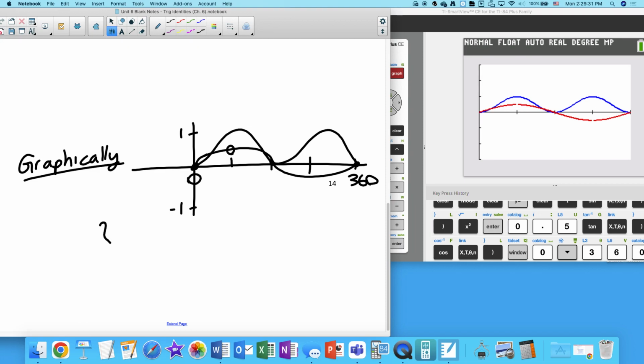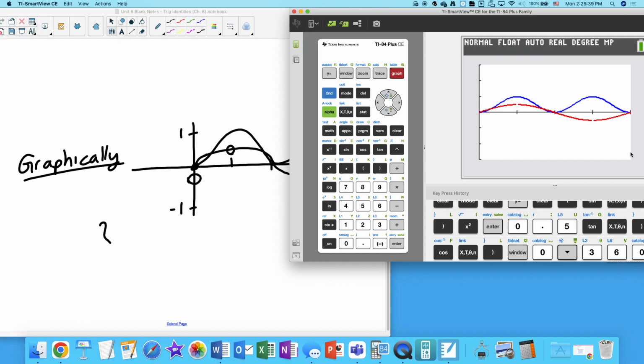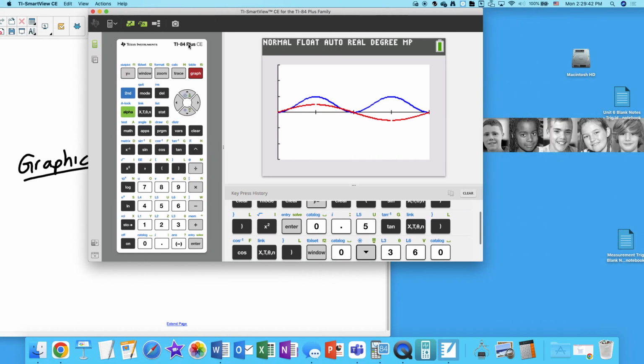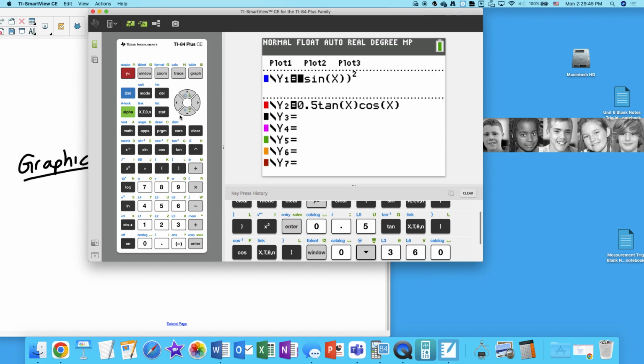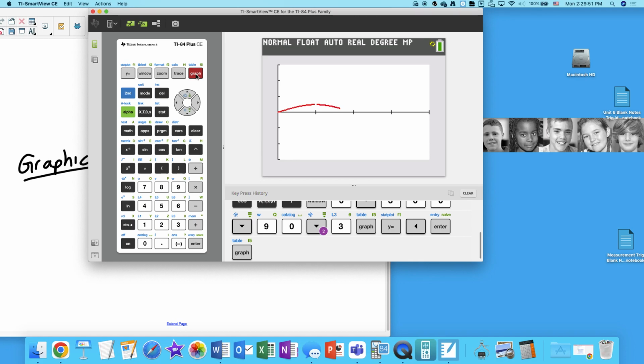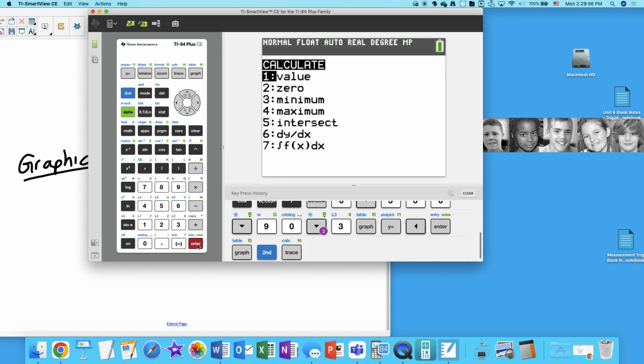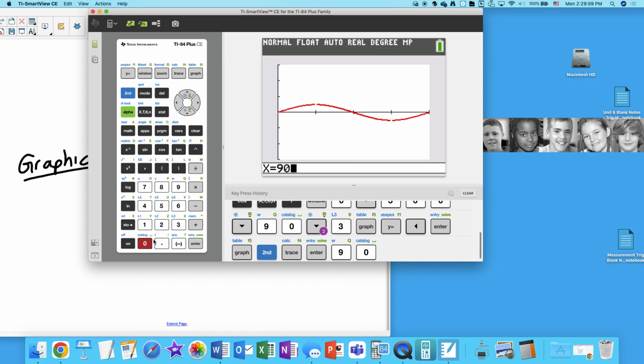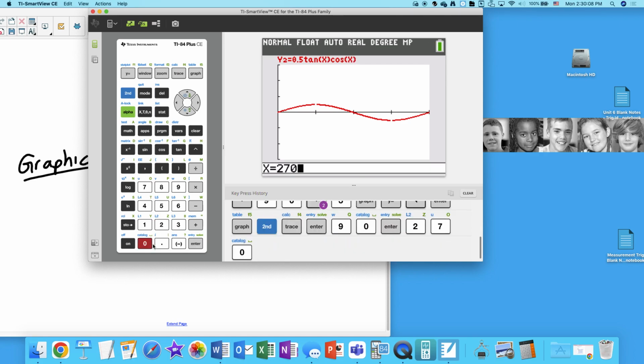That's because of the non-permissible values. So there's another hole right here. So if you actually go into your graphing calculator, and for the purpose of this exercise, I'm just going to graph only the second one. And if you go second calc value, okay, and I put in 90 degrees, it will not give me a y value because that's a non-permissible value. And the same with 270. And you can see on the graphing calculator a teeny tiny little break in the graph. And those are for the non-permissibles.